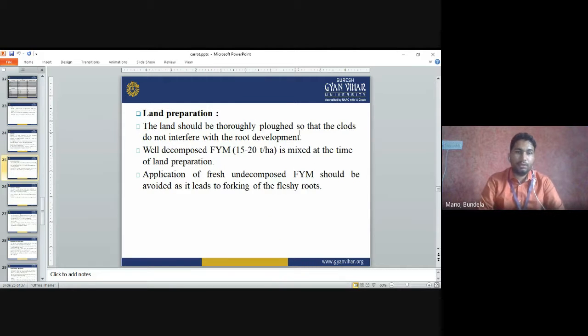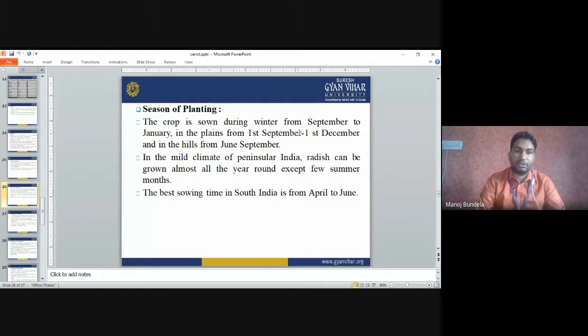Land preparation. Land should be thoroughly plowed so that clods do not interfere with root development. Well decomposed FYM we have to apply at the time of land preparation. If we do not apply well decomposed FYM, then there is a chance of forking. Roots will not develop properly; the roots will be divided into two parts. It is not accepted by the consumers. That is called forking.